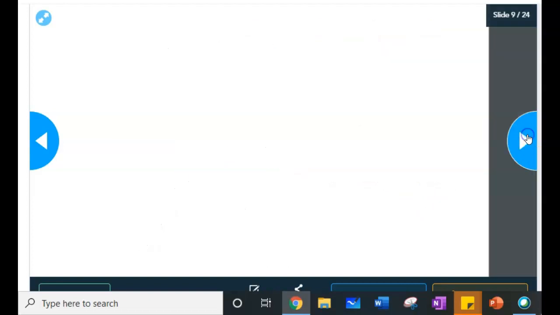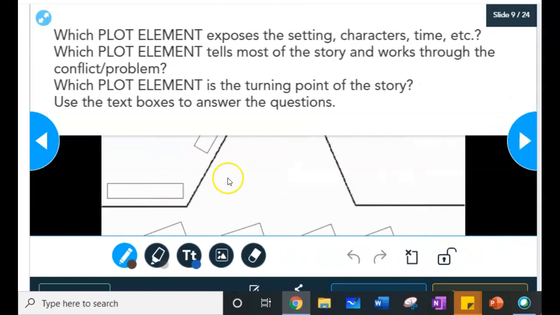And again, we have our activity. So now you'll add 3, right? You'll answer 3 questions. You'll answer the setting and the characters, the important part of the story that works through the problems, and then the turning point of the story at the very top, okay? You're just going to fill in those 3 in this slide.